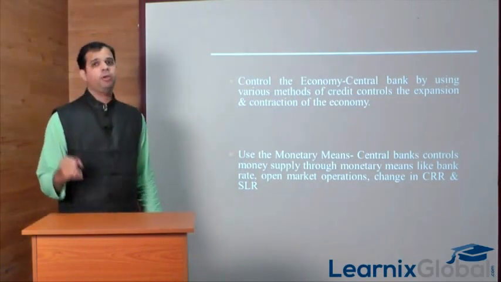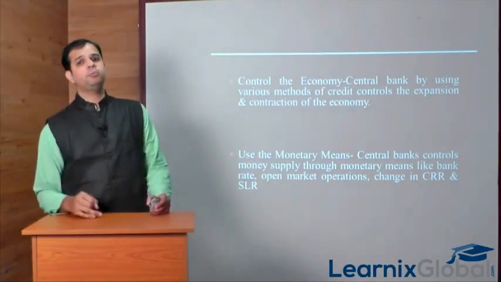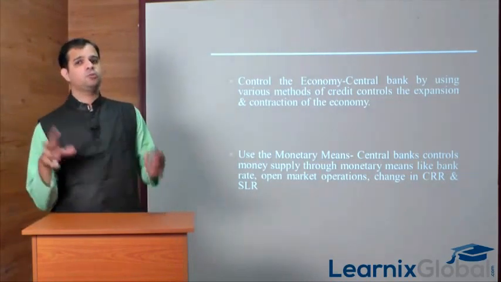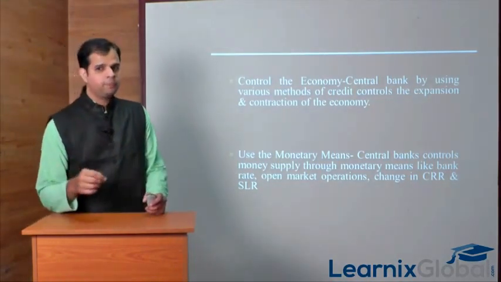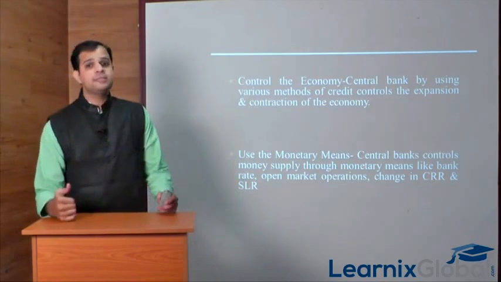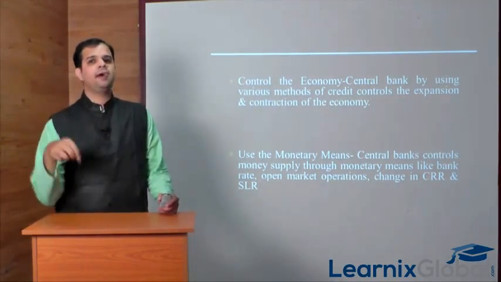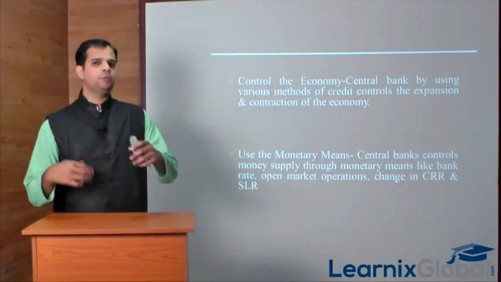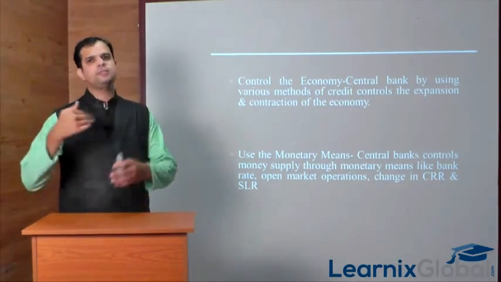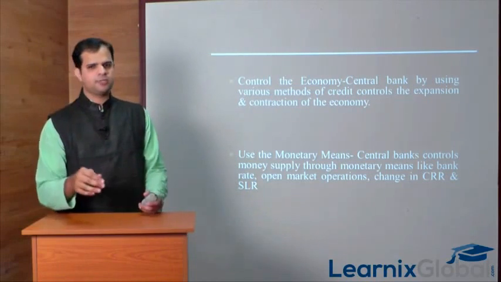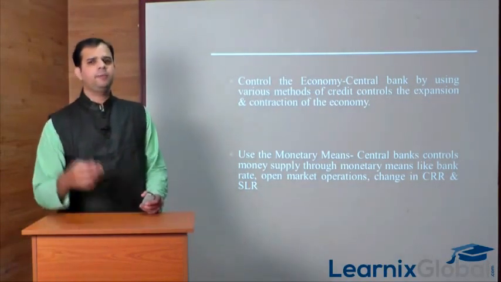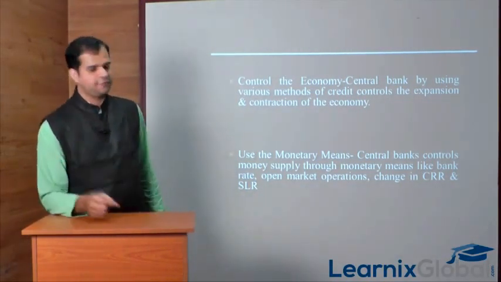They are, point number 1, bank rate. Point number 2, open market operations, also abbreviated as OMO. Point number 3, policy reserves, or in fact you call them SLR and CRR rates. So the bank will either increase these or decrease these depending upon situations. Within another 15-20 minutes, we will deal with each item specifically.